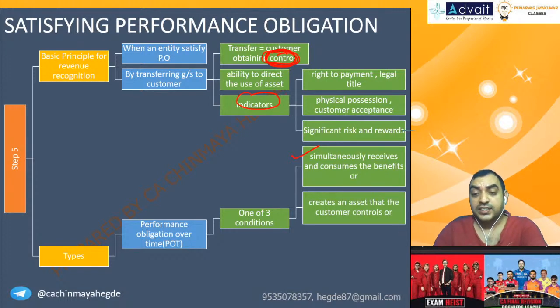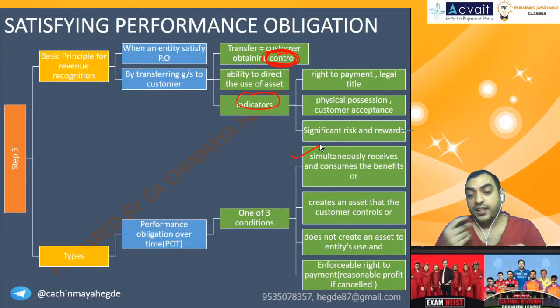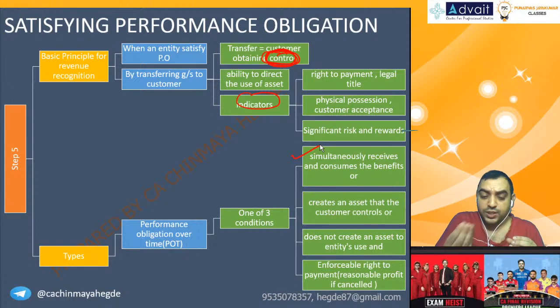Creates an asset the customer can control. This means the seller provides the goods. For example, the contract is to install 10 lifts in a building. Now the condition is, unless all 10 lifts are completed, they cannot be used. That means when one lift is completed, the customer cannot start using it. Second lift is completed, the customer cannot use it. So not performance obligation over time.